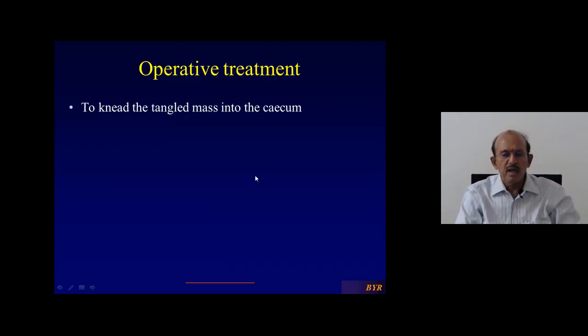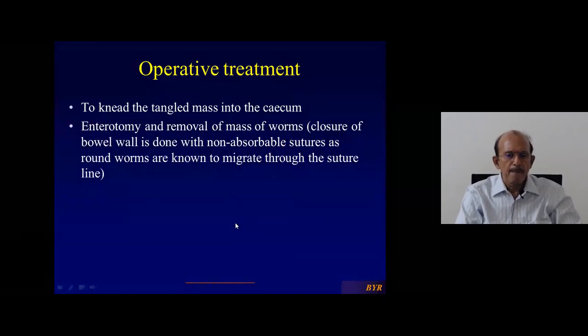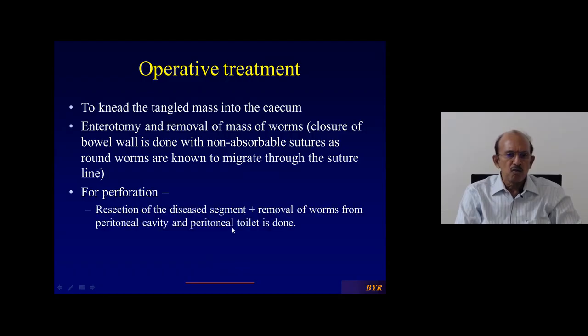That is of course a messy job. If it is not possible, open the bowel and remove the mass of worms. Then closure of the bowel wall is done with non-absorbable sutures, because roundworms are known to migrate through the suture line. If perforation is there, resection of the diseased segment plus removal of the worms from the peritoneal cavity and peritoneal toilet is done. Sometimes there may be perforation and live worms will be moving in the peritoneal cavity. So remove all those live worms, resect the diseased segment, and do end-to-end anastomosis.